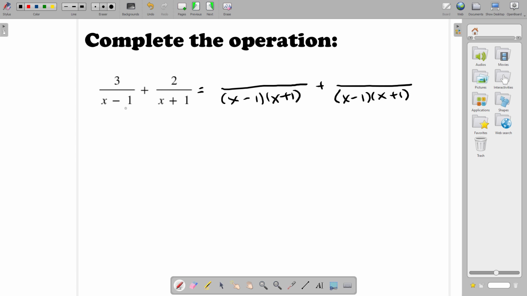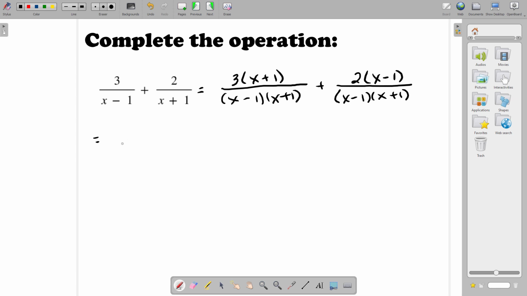Then I look at what did I do to x minus 1 to turn it into x minus 1 times x plus 1. Well, I multiplied the bottom by this x plus 1 factor, so I must do the same thing on the top. Over here, the x plus 1, I multiplied it by x minus 1 to get this common denominator, so I need to take the top and multiply it by x minus 1.